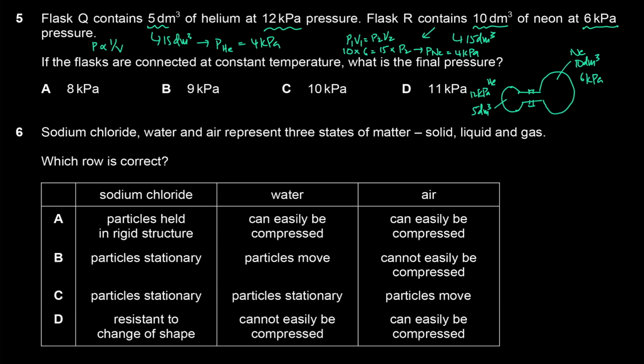So now what do we have here? We have the partial pressure of neon as 4 kilopascals and the partial pressure of helium as 4 kilopascals. So what's the total pressure? It's the sum of the partial pressures, right? So the total pressure here would be 8 kilopascals.